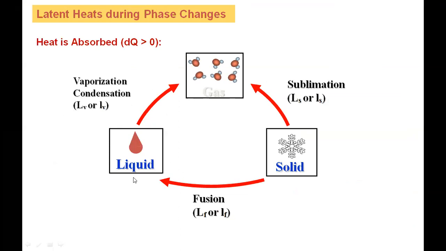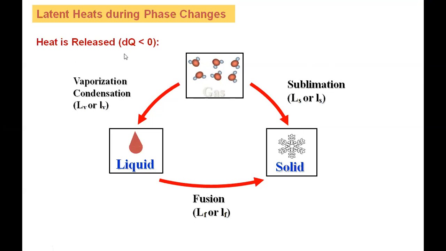Here is the liquid, or from solid, fusion to the liquid, from liquid, vaporization, condensation to the gas, and solid goes to gas by the process of sublimation. And from solid to liquid, the process is fusion. From liquid to gas, vaporization, condensation.